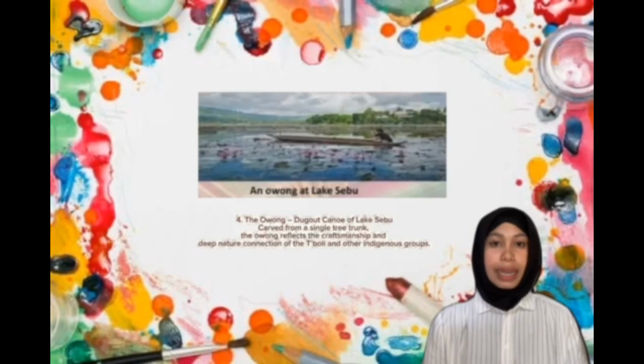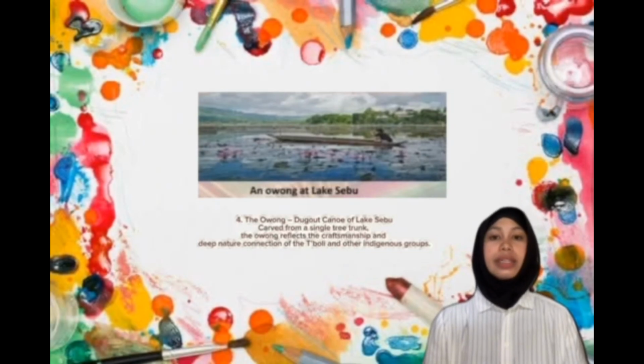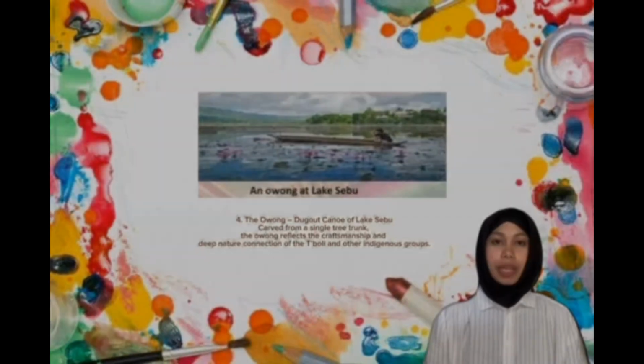Number four, lastly, an owong at Lake Sebu. The owong is a traditional dugout canoe carved from a single tree trunk. It is used by the T'boli and other indigenous groups in Lake Sebu. It reflects their close relationship with nature and their indigenous craftsmanship.